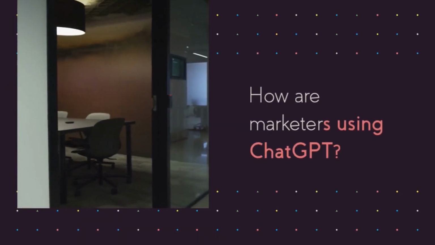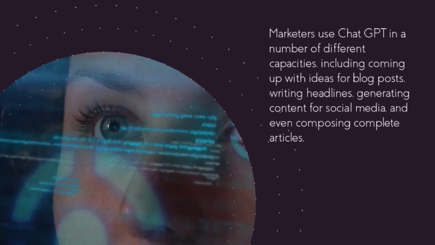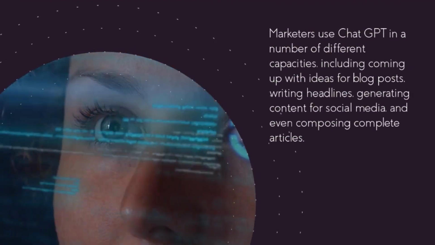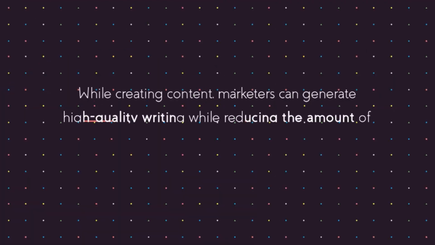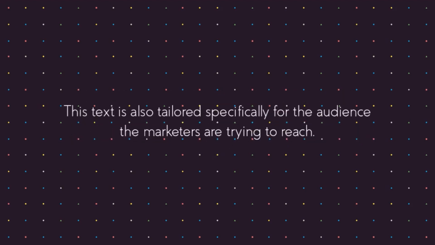How are marketers using ChatGPT? Marketers use ChatGPT in a number of different capacities, including coming up with ideas for blog posts, writing headlines, generating content for social media, and even composing complete articles. While creating content, marketers can generate high-quality writing while reducing the amount of time and work spent on the process because of ChatGPT. This text is also tailored specifically for the audience the marketers are trying to reach.